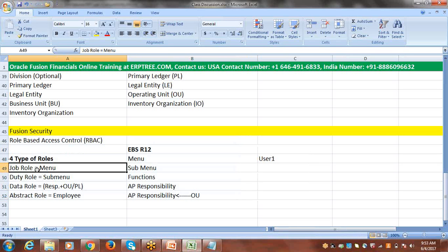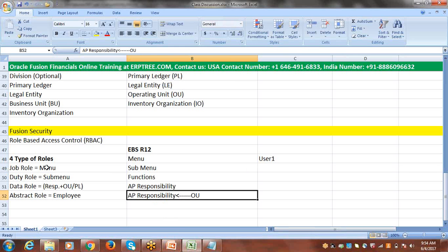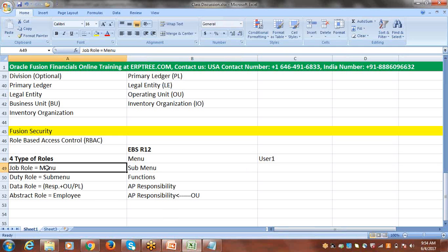The other point is, Oracle delivers all the job roles, duty roles, and even abstract roles. Apart from that, as per your business requirement or user requirement, you can create your own job roles, I mean to say custom. In EBS, we can create our custom menus, custom submenus, and custom responsibilities. In the same way, in Fusion also, you can create custom job roles, custom duty roles, and custom abstract roles.